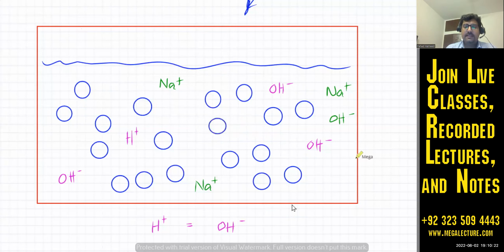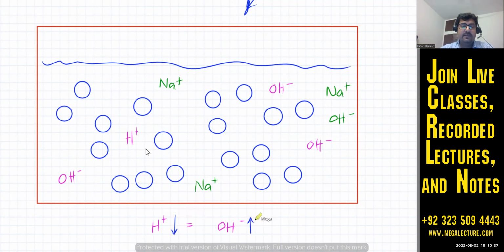So what will happen is that the OH ions that you added from NaOH have started grabbing all the H+1. So the quantity of H+1 ions in water is decreasing, and the quantity of OH ions is increasing.